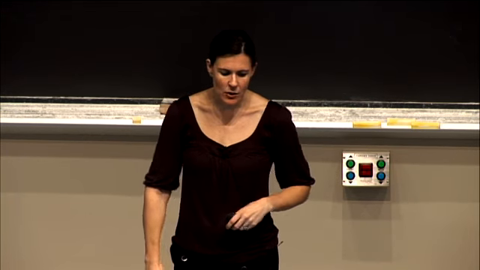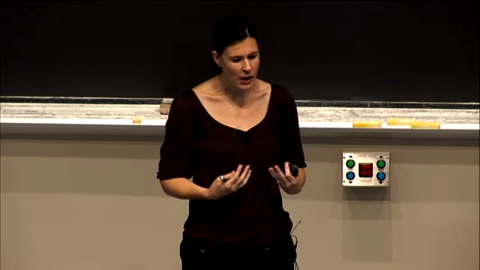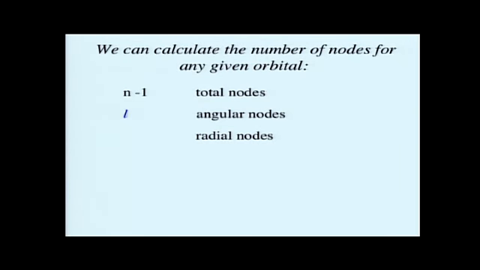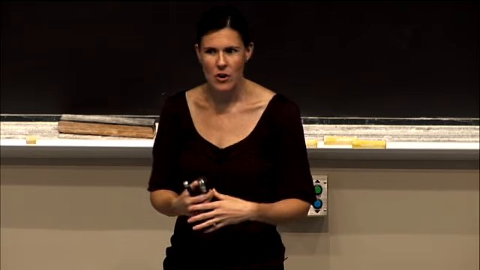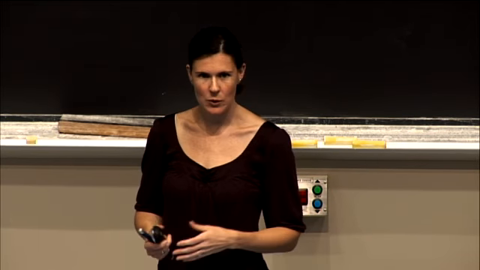And in fact, these are the only two types of nodes that we're going to be describing. So we can actually calculate both the total number of nodes and the number of each type of node we should expect to see in any type of orbital. Our equation for total nodes is just the principal quantum number minus 1. When we talk about angular nodes, the number of angular nodes we have in an orbital is going to be equal to L. So that's why we saw, for example, in the p orbitals, we had one angular node in each p orbital, because L is equal to 1 there.